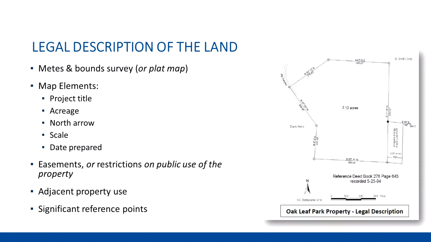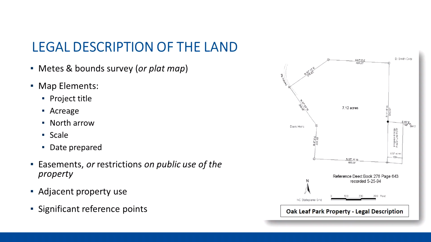Legal description of the land. This is described in the application, usually metes and bounds or a survey that you'll see in the example on the image on the right. You need to have project title, acreage, north arrow, scale, the date prepared, who prepared it, all as part of your map elements. And again, this is in the application.